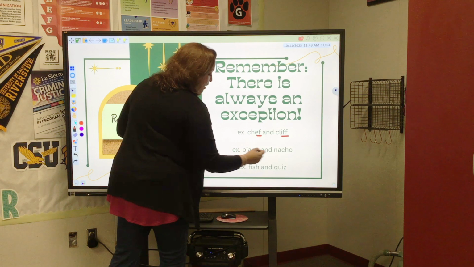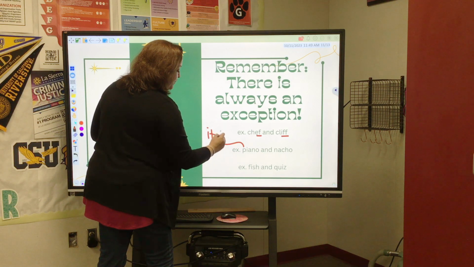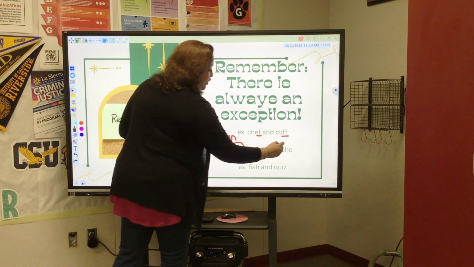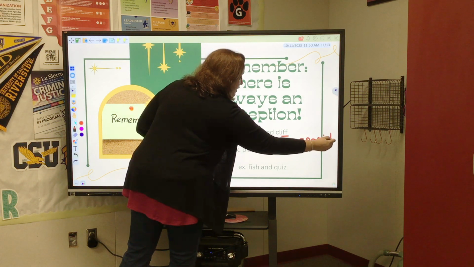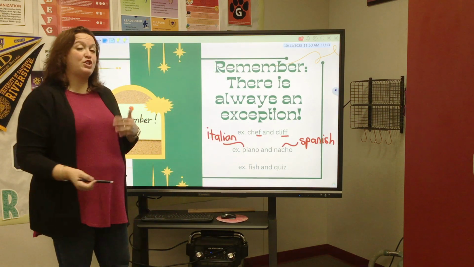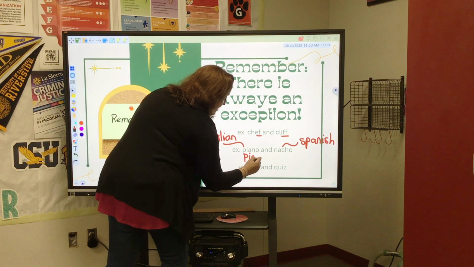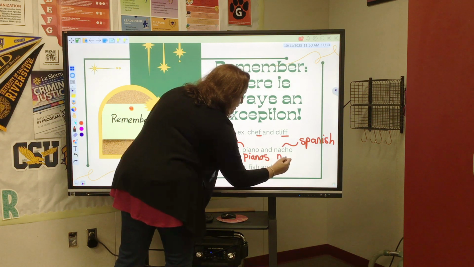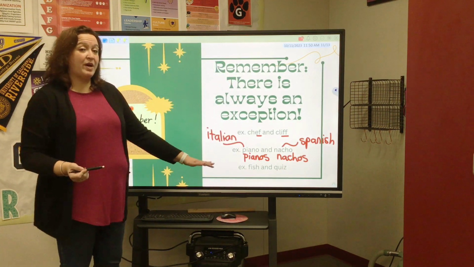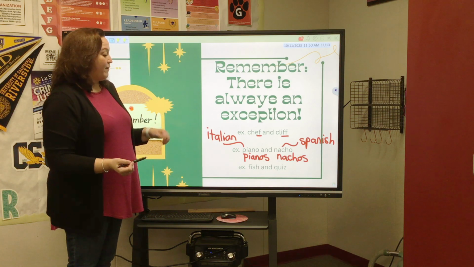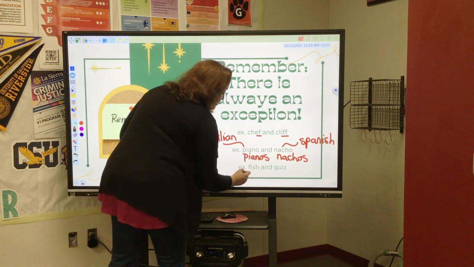Then we have our parent languages. Last week we talked about piano being Italian. We talked about nacho being from Spanish. These are languages, parent languages that we honor, so we do not change it for our English rules. We maintain it as pianos, just adding the S as they would in their language. Same thing with nachos. And then our last one, fish and quiz. This was from our very first week. We have fish or fishes, both are acceptable, and quiz and quizzes, which actually uses our double Z.